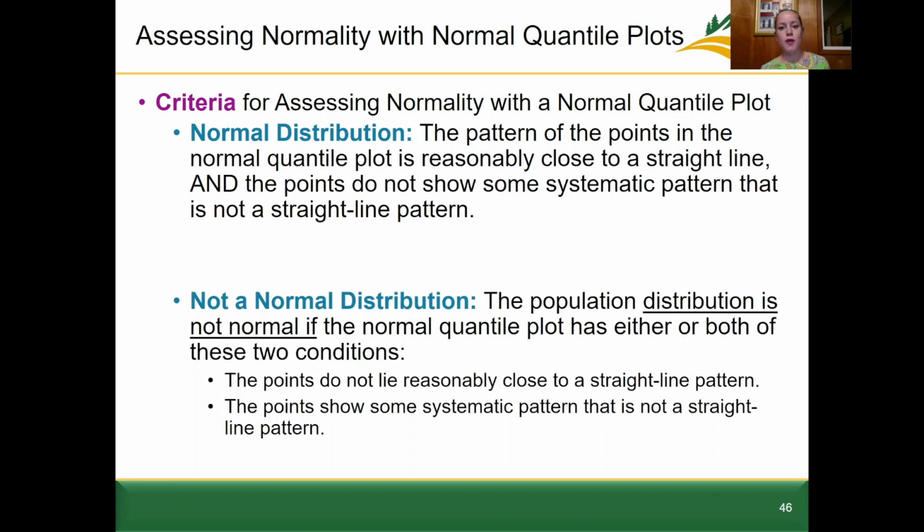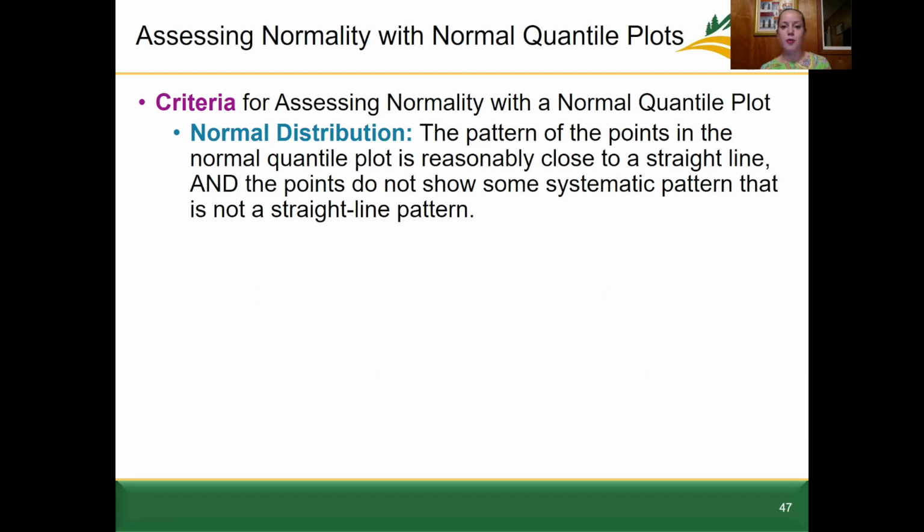Now for normal quantile plots that don't have a normal distribution. The population distribution is not normal if the normal quantile plot has either or both of these two conditions. The first being that the points do not lie reasonably close to a straight line pattern, then we would not have a normal distribution. Also, if the points show some systematic pattern that is not a straight line pattern, then we also do not have a normal distribution. And we'll go into some examples.